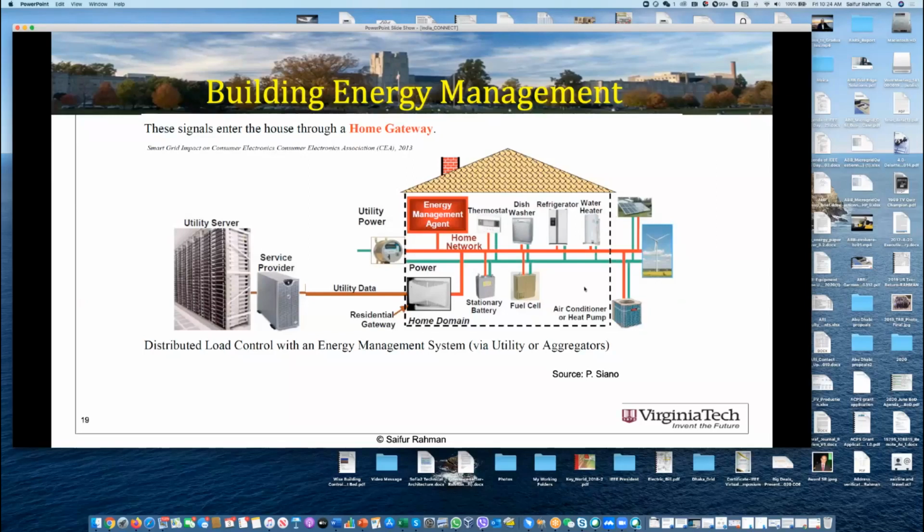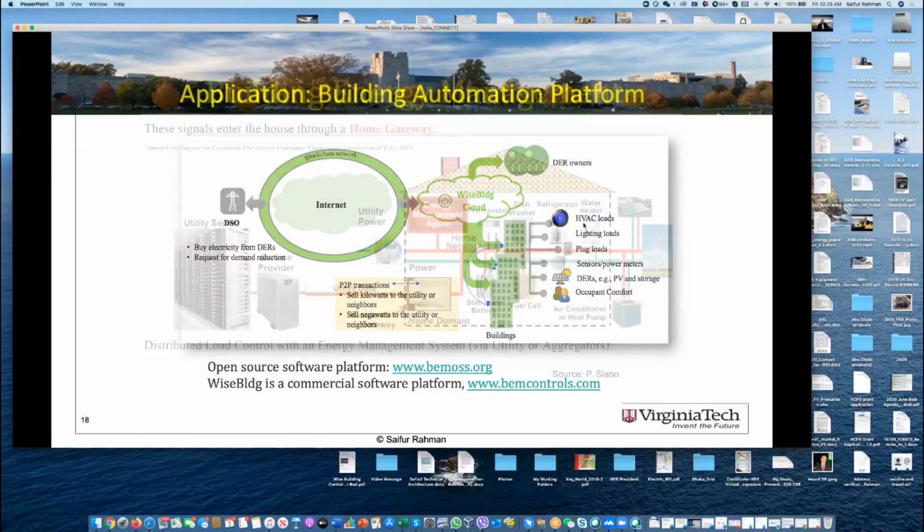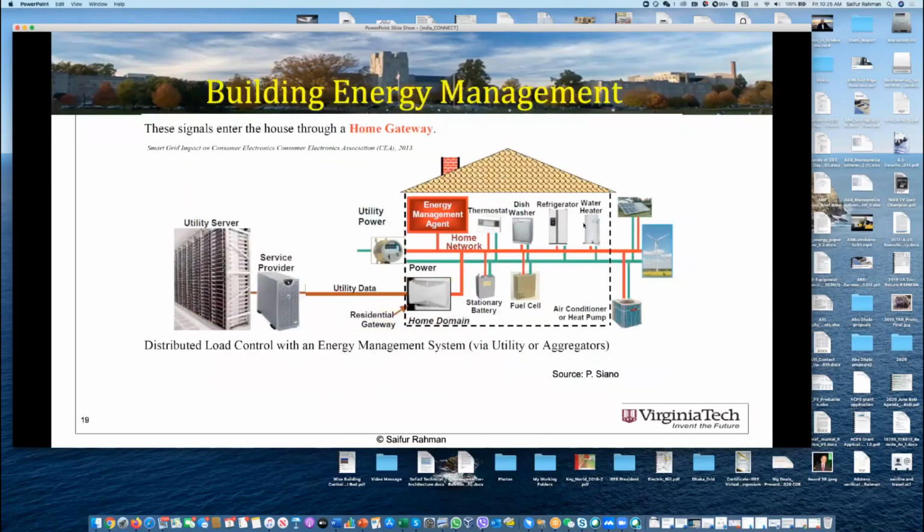Or you change the thermostat setting for your air conditioner, reduce your load, or do not wash your dishes, or do not heat your water. Those activities are done by this thing I just showed you, this wise building platform that is being done today. So this is, again, an objective. We want to make it happen.